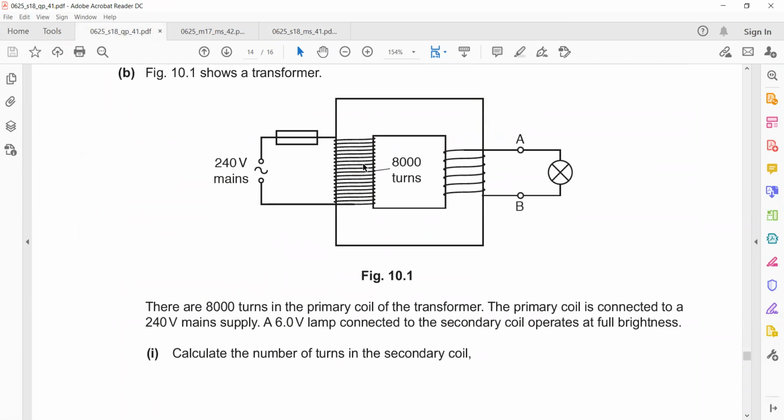Figure 10.1 shows a transformer. There are 800 turns in the primary. Main supply VP. The voltage of the secondary is 6. The question is, how many turns of the secondary are there, NS? We already did a question with exactly the same values. What's the answer? So it will be 200. That's right. So VS over VP equals NS over NP.